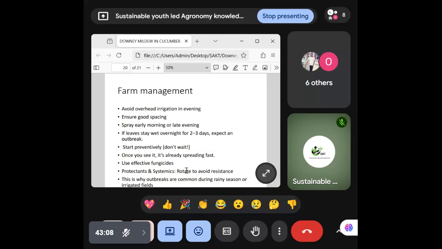Like I mentioned before, protectants, these ones they prevent it, and then systemic, these ones they go inside your plant. They fight it from inside. So rotate to avoid resistance. This is during rainy season or excessive irrigation.